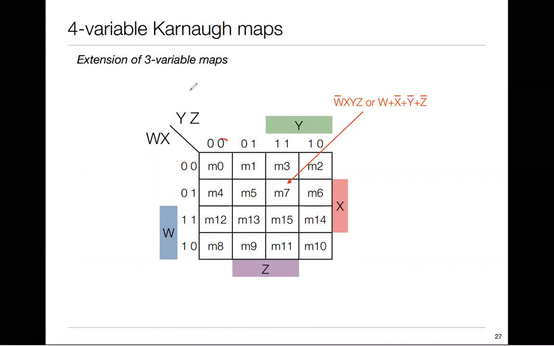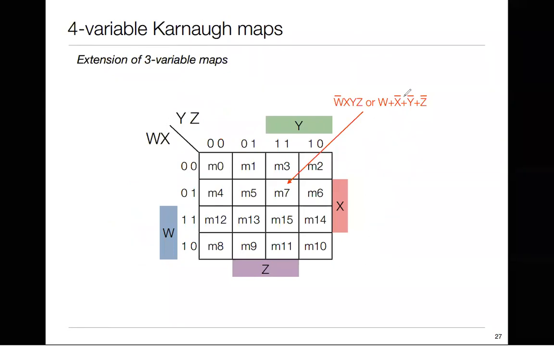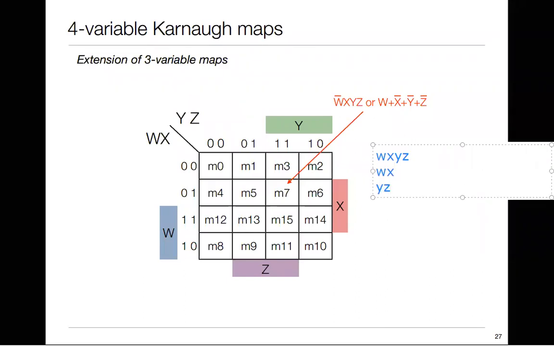So you have 2 variables on your x-axis, 2 variables on your y-axis. Any 2 variables you can take. If I have the variables w, x, y and z, I've taken w and x on the horizontal, and y and z on the vertical.